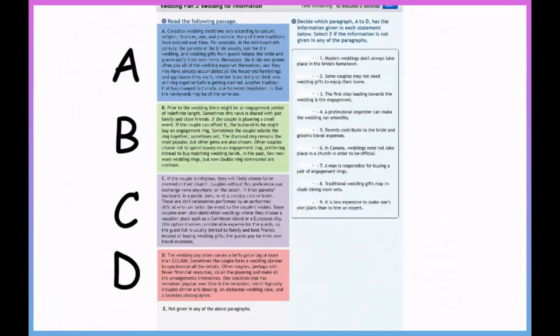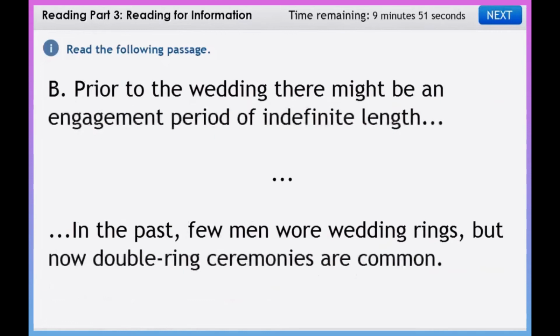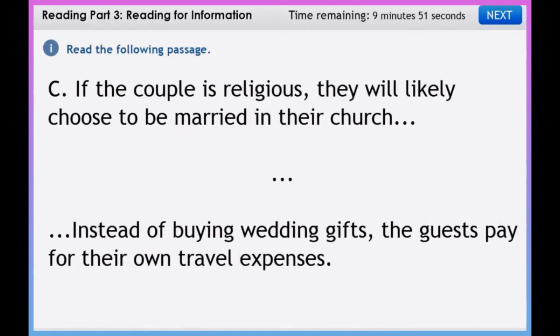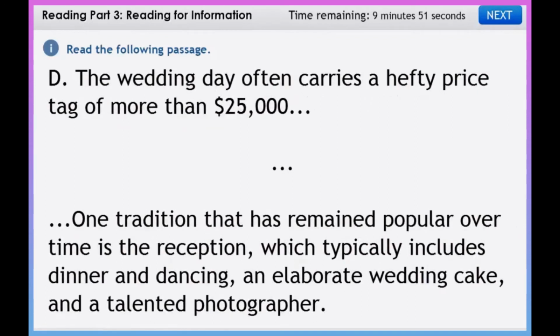And don't worry if you don't know anything about this topic. That's common, and you're not being tested on your knowledge of it. Okay, so paragraph A discusses the variety of wedding traditions in Canada. Paragraph B talks about the period of time before a wedding, called the engagement. Paragraph C covers the wedding ceremony itself, and paragraph D discusses the financial resources that weddings often require. Alright, so just by skimming the text, I've got a general idea of what this passage is about.